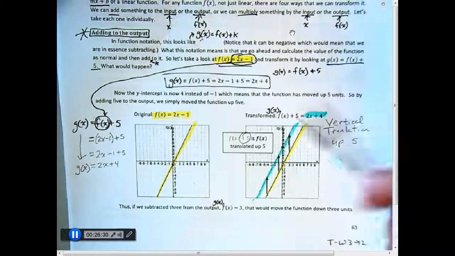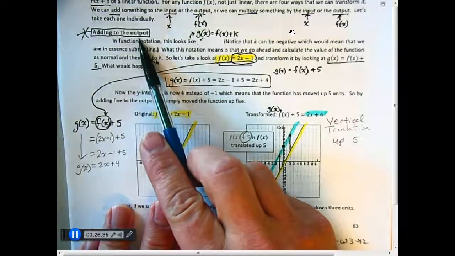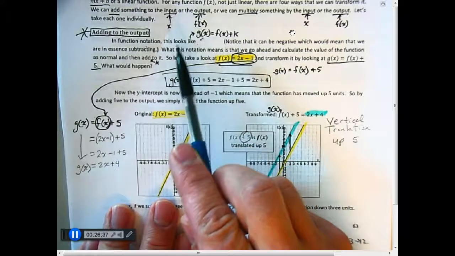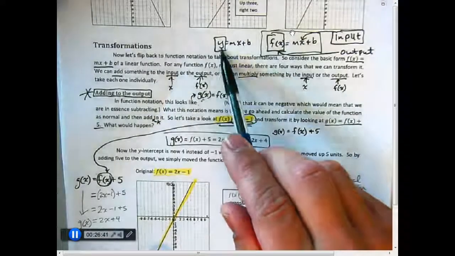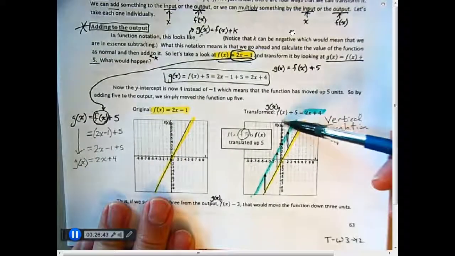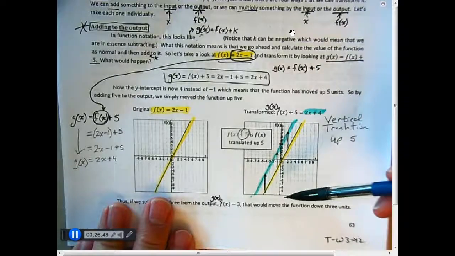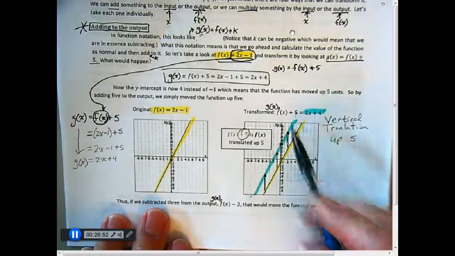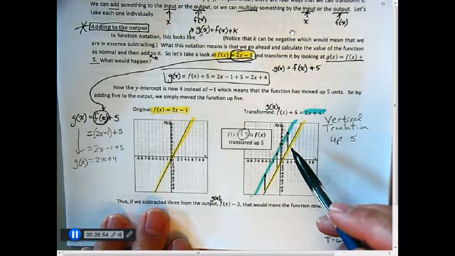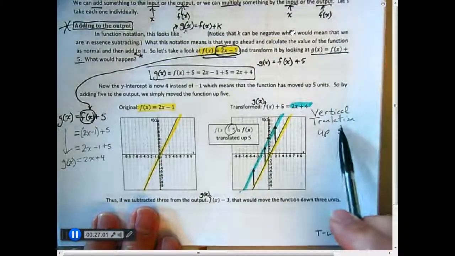How do I know it's vertical? Because I'm adding it to the output. What is my output? F of x, or also known as y. And which one runs vertically? Y or x? Y. Okay? When you're adding to the output, which affects your y-axis, it's vertical. When you add to the input, which affects your x-axis, it becomes horizontal. We get to that next. This is a vertical translation up 5.